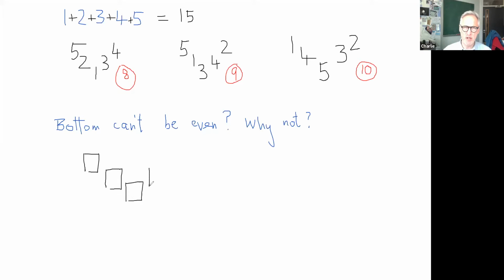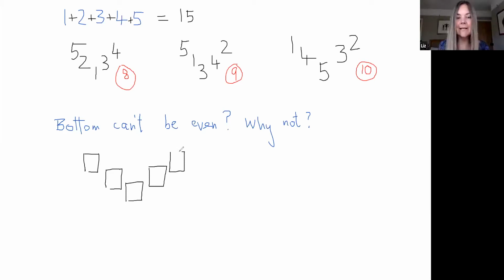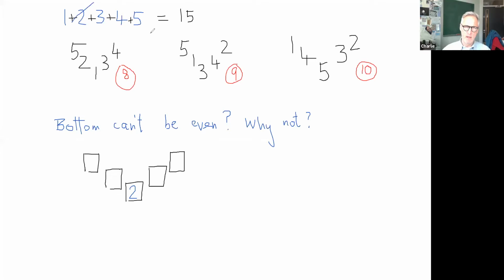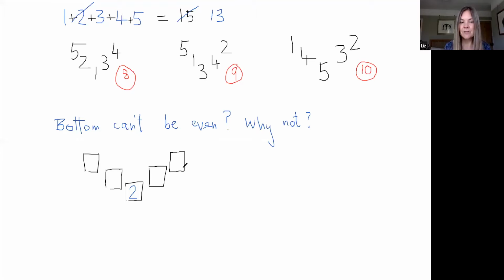So shall we try putting an even number at the bottom and see what happens? Yeah, let's imagine we put 2 at the bottom. So I've used up the 2 from there. What have I got left? I've got 13 left. And if I'm trying to make these 2 pairs of numbers have the same total, I can't do that if I've only got whole numbers to work with.